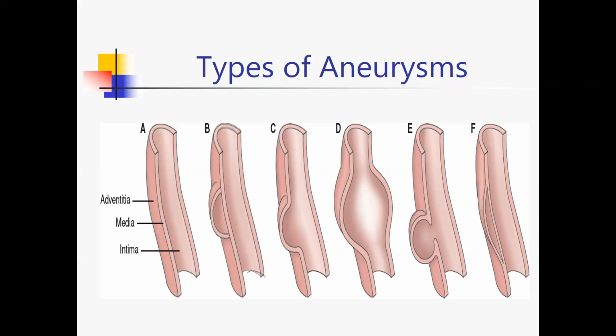Let me back up. C is the true aneurysm and D is the fusiform. Remember the sac-like is on both sides circumferentially. And then the saccular, you see the sac in itself. And then F is the dissecting aneurysm. And we'll talk about dissecting aneurysms at the end. Different types of aneurysms.